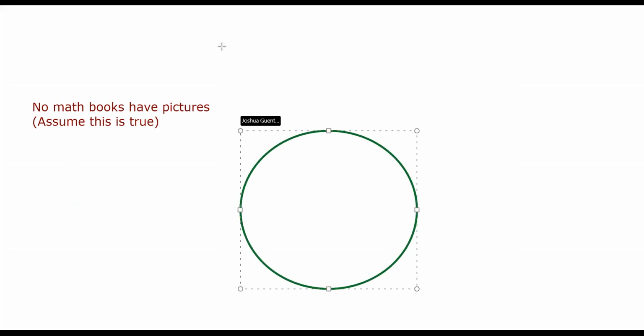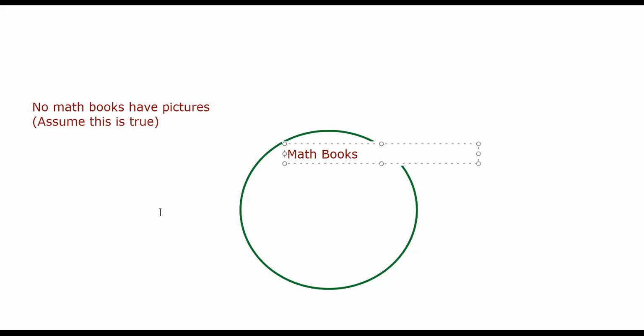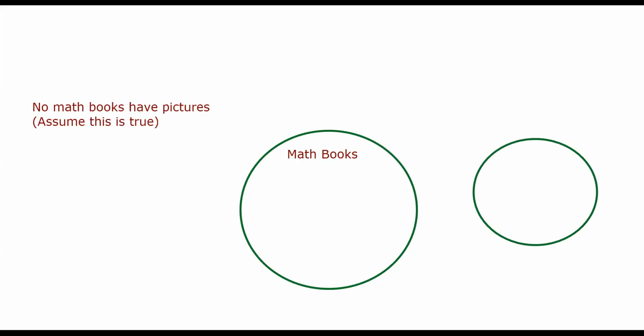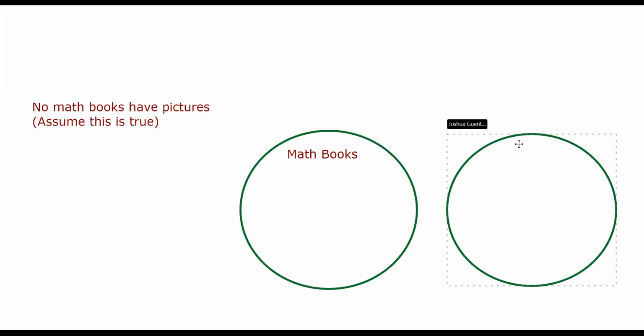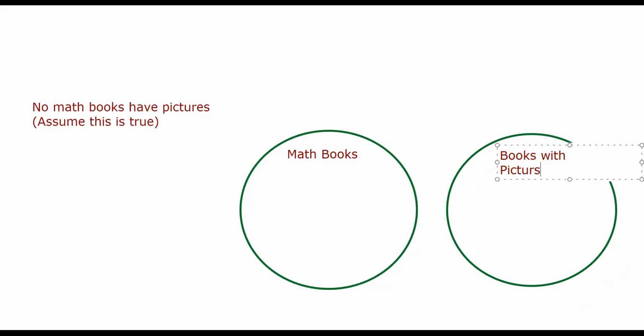I should draw the circle. This is my circle that has all my math books in it. And this is my circle. This would be all books with pictures. They should have nothing in common, no overlap. They're completely standing on their own. Of course, this isn't actually a true statement. So we can pretty clearly establish that.